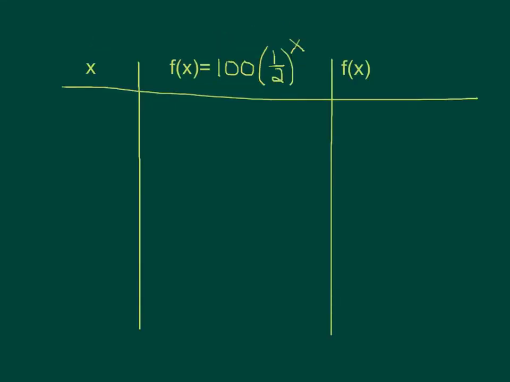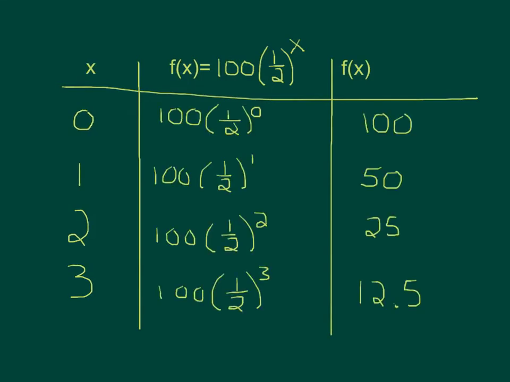So here's another exponential function, 100 times 1/2 to the power of x. We're going to plug in 0, 1, 2, and 3 into our function table. So I want you to pause the video and evaluate those 4 numbers first, and then I'll come back and we'll analyze our results. You should have gotten 100, 50, 25, and 12.5.